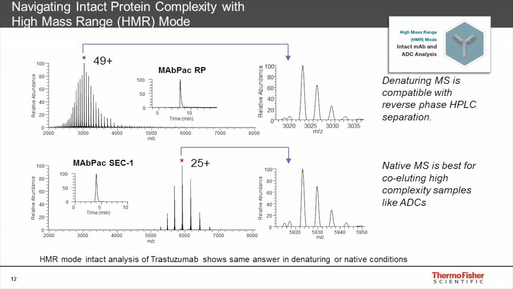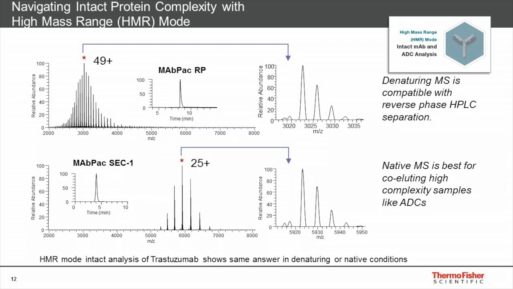So we're using size exclusion. We're using volatile solvents here, or rather volatile mobile phase, no solvent. So this is 50 millimolar ammonium acetate, and we generate a peak.